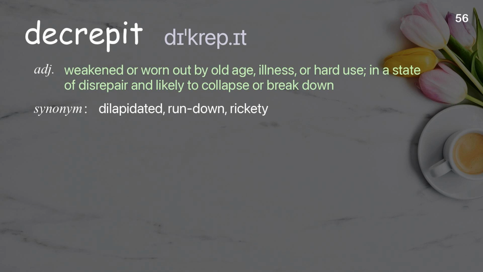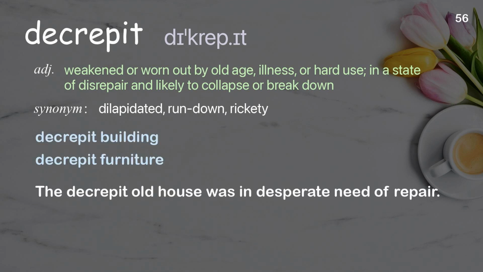Decrepit. Weakened or worn out by old age, illness, or hard use, in a state of disrepair and likely to collapse or break down. Examples: decrepit building. Decrepit furniture. The decrepit old house was in desperate need of repair.